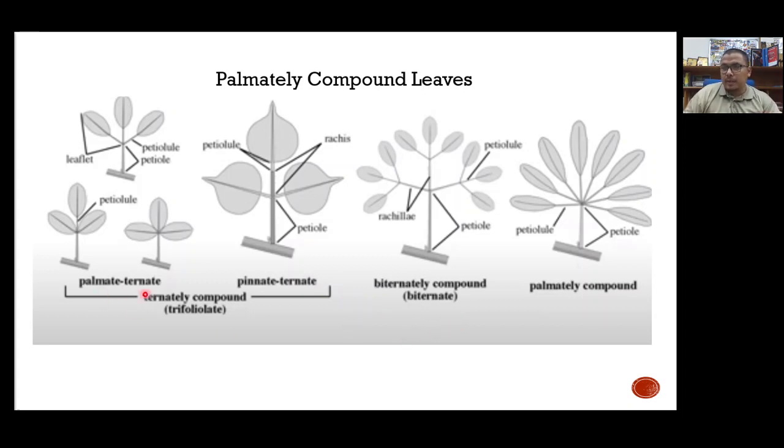So we have palmate, ternate, pinnate, biternate, and so on. You can see that sometimes they are highly divided into really tiny leaflets, and there is all kinds of terminology for that. You can look at it and try to understand, but the basic idea is that you need to understand the difference between simple, pinnate, and palmate compound leaves.